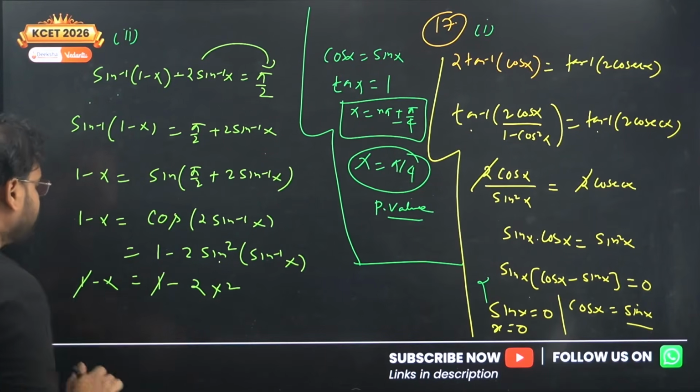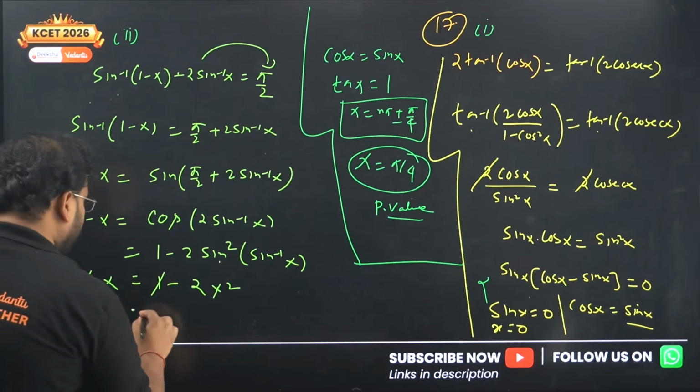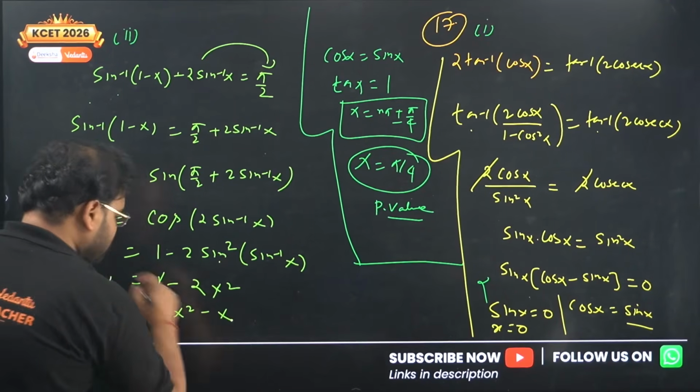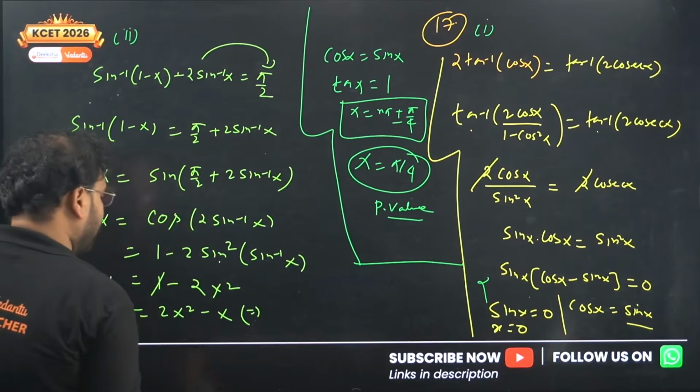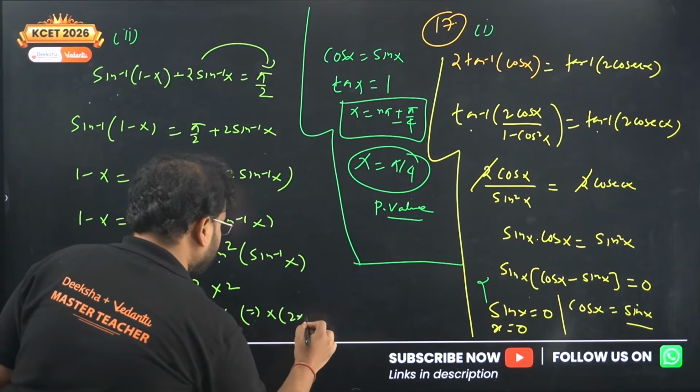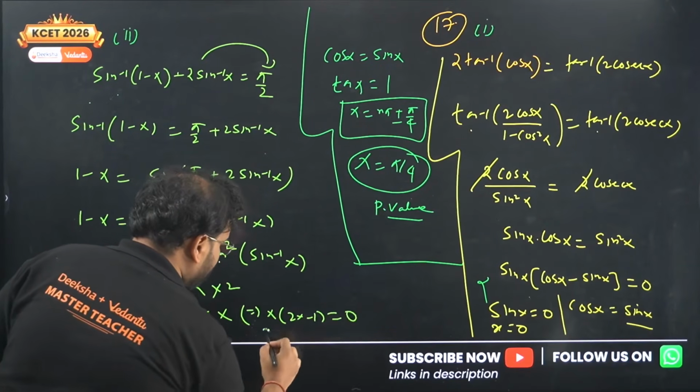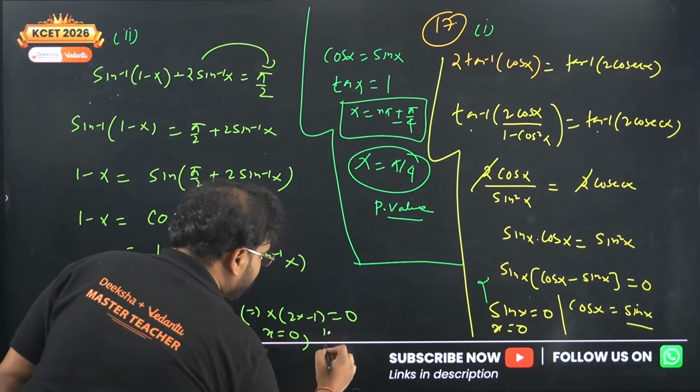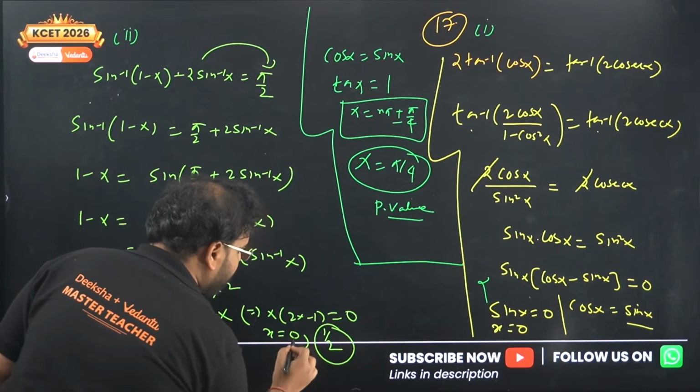1 and 1 cancel. Bring on this side. We get here 2x square minus x. Take here from this x common. I'll get x into 2x minus 1 equal to 0. So it gives me value of x as either 0 or 1 by 2. X is as 0 or 1 by 2.